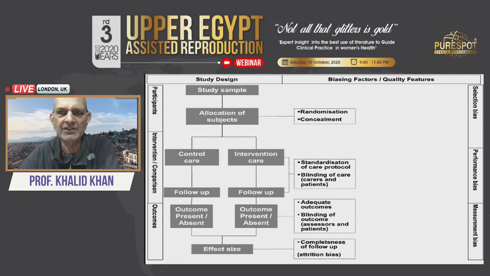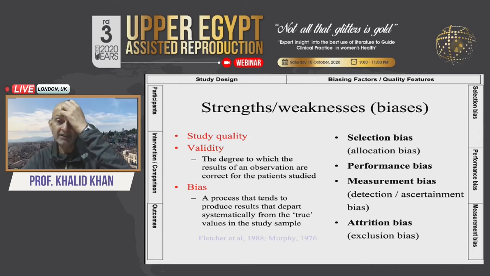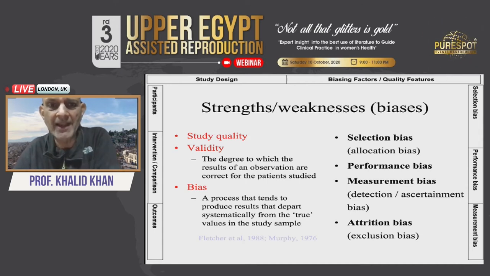So selection bias relates to whether the groups are similar at baseline. Performance bias relates to whether the groups are similar with respect to the treatments given other than the interventions. So the co-interventions should be similar in the two groups. And the measurement bias relates to whether the outcomes are measured in the two groups in exactly the same way. So these four things allow you to assess how trustworthy the paper is. And you should expect that in a paper well written and well assessed by journal editors, these items would be covered in the discussion section.